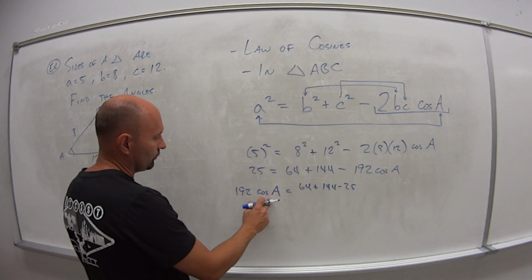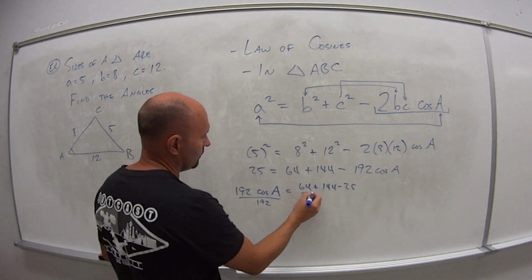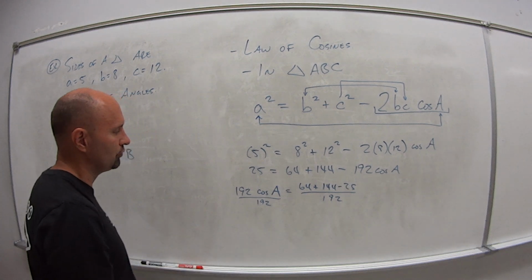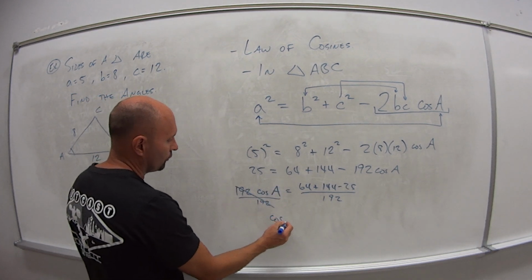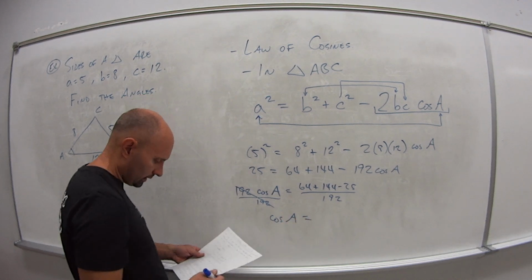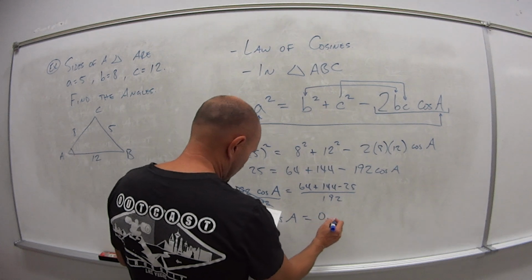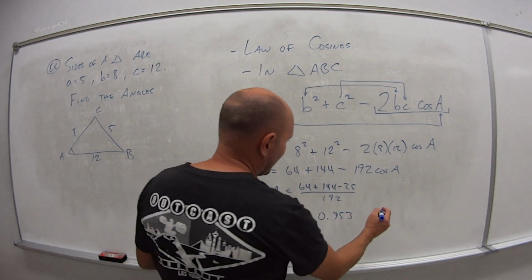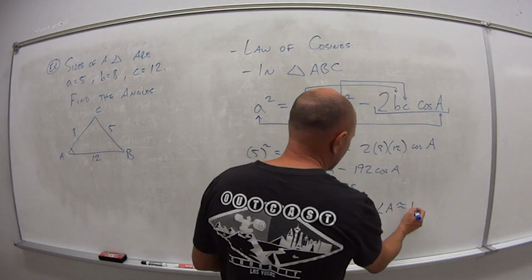So now to get cosine A by itself, what do I have to do? I have to divide by 192. So you can see if we would have just subtracted over there, we have no chance of getting this right. So that tells me cosine of A is equal to roughly 0.953, which means that angle A is about 18 degrees.